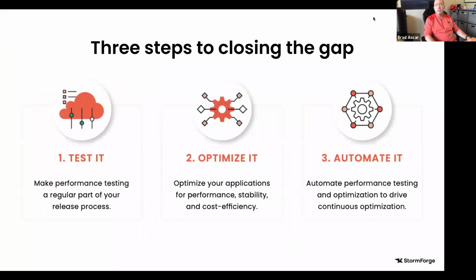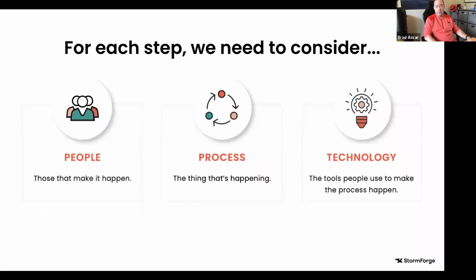So let me go here. We'll talk about the 3 steps to closing the gap. Number 1, test it. Actually do performance testing in your app as a regular part of your release process. Number 2, optimize it. It's great to test it and see what the behavior is. Once you see that the behavior is probably not what you want it to be, you need to optimize it. You need to take your application and determine how it needs to behave. And then once you're done doing that, you're going to want to automate it so that you're regularly doing this as part of your regular deployment process. So you test it, you optimize it, and then you automate it.